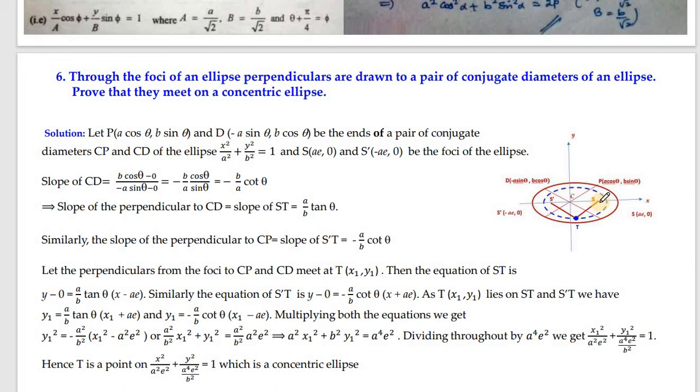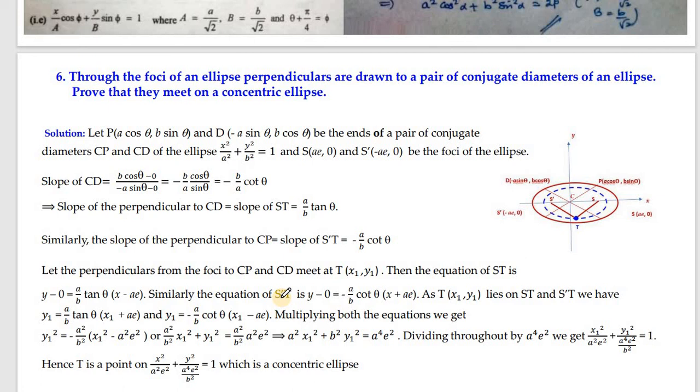Okay, we should take S itself. Is y minus 0. I know a point, and I know the slope, so I can easily write out the equation of ST. Here is S and here is T, so that can be easily written.